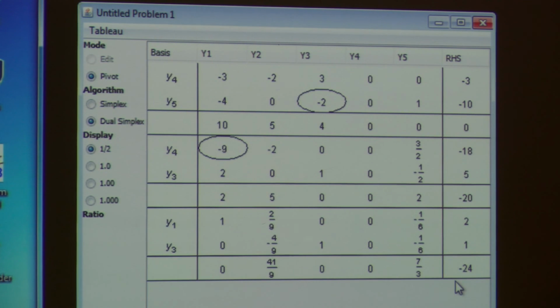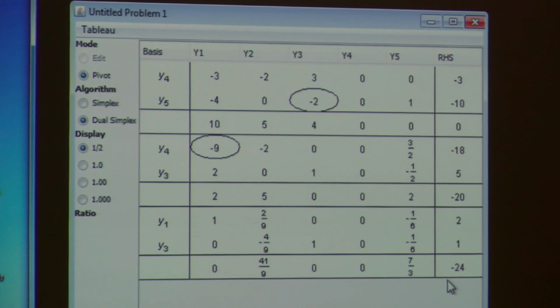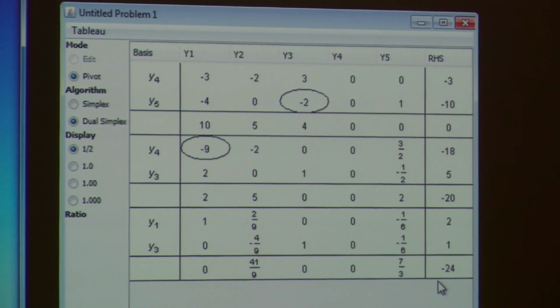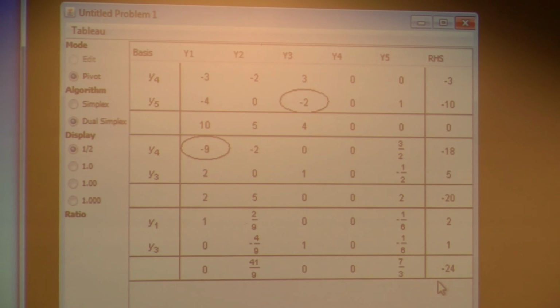So is it clear how to use the dual simplex? Any questions? Is it okay? Any questions? Last chance? All right. So there will be homework problems for you to play with this dual simplex and get familiar with that. All right. I'll turn back on the light.